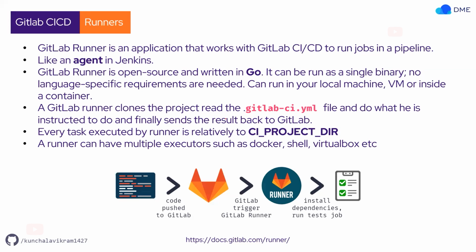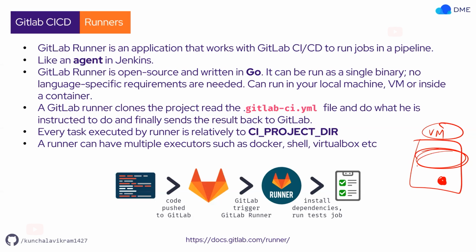But here, Vikram, it's like an agent in Jenkins, right? So we are using a Docker agent or Kubernetes agent in Jenkins. Here also we can use the same thing, right? Yes, correct. By default, this runner is an application. If you deploy it on a simple VM, that runner will be installed there, and all your code will run there.